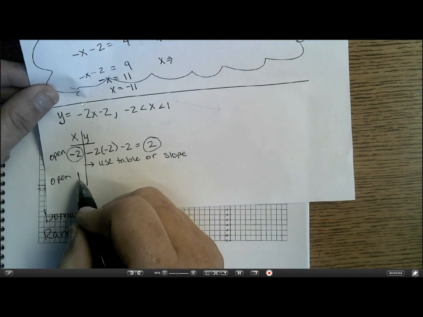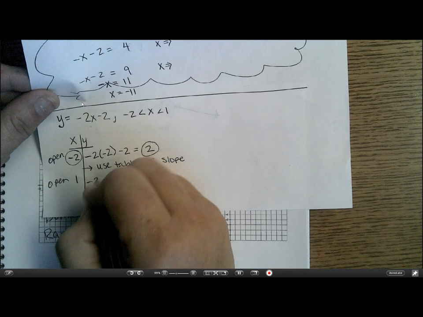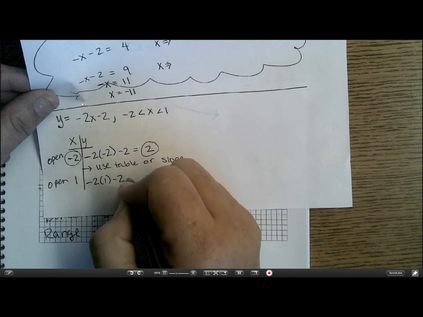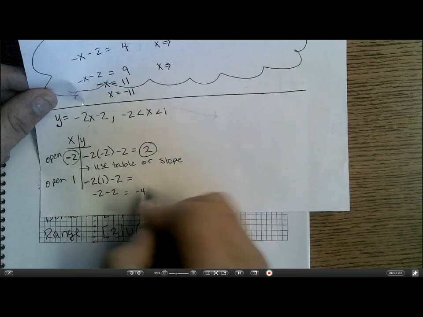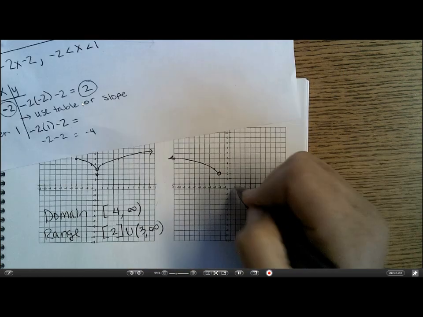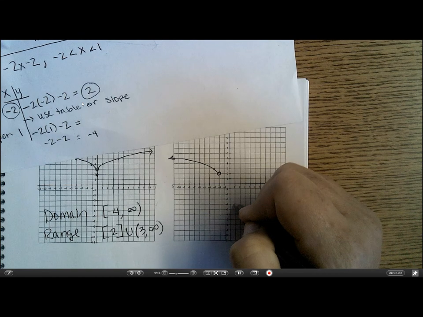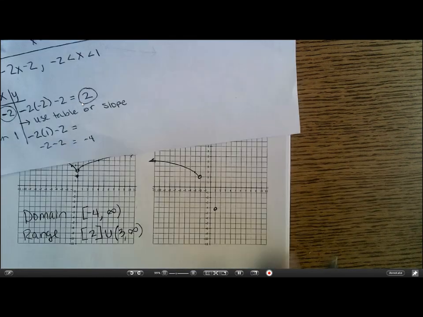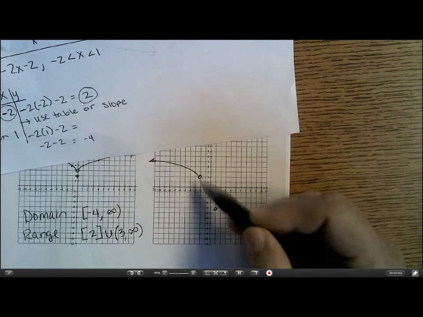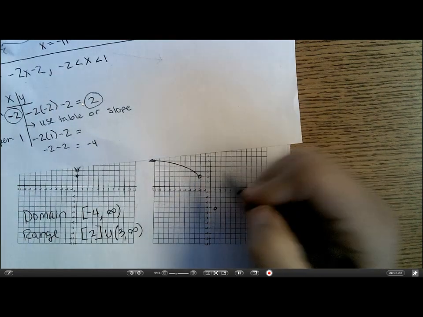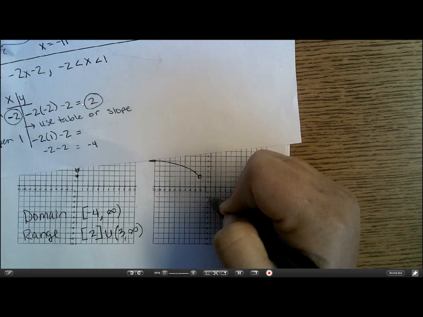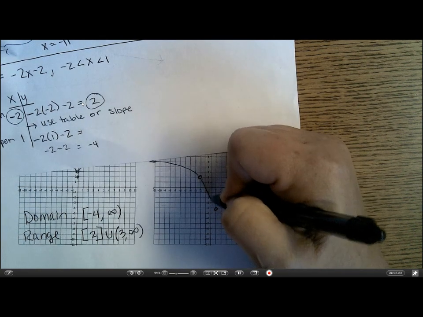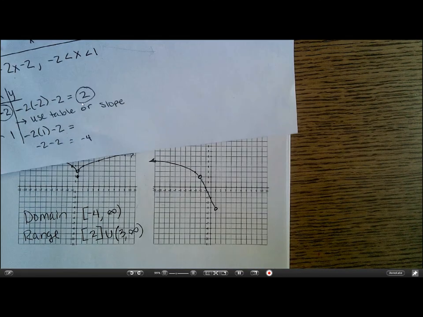And now I want to do a line, and I finish it at 1. So negative 2 times 1 minus 2. That's going to give me negative 2 minus 2 is negative 4. So 1, negative 4. And again, that's going to be open. And remember, I'm connecting this through a line. So I can make just a line, or I can also utilize the slope, down 2 over 1, down 2 over 1, to make sure I'm connecting them with a line.